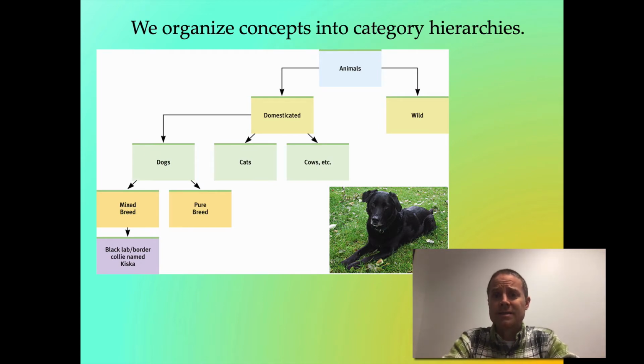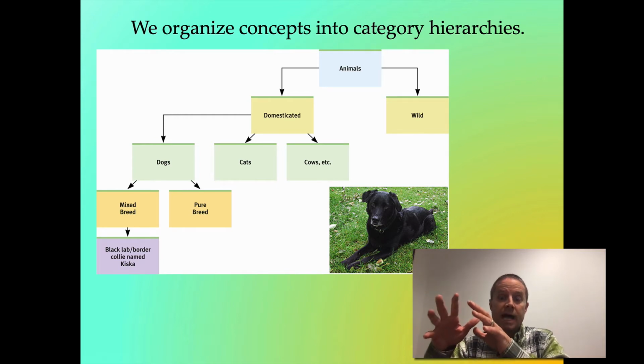When we organize concepts in our mind, we usually organize them into hierarchies. So for instance, if you had the concept of dog and it was black lab, that would be under mixed breed dogs, domesticated animals. So our mind automatically creates these hierarchies in our brain, in our memory, that reflect the reality of the world.